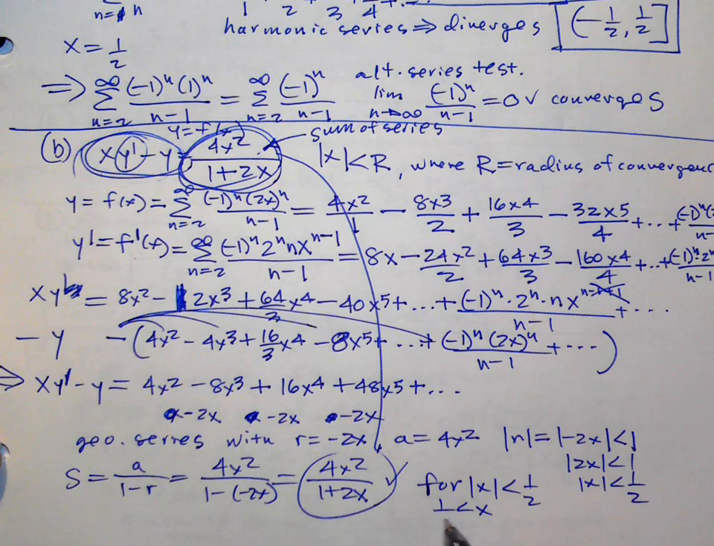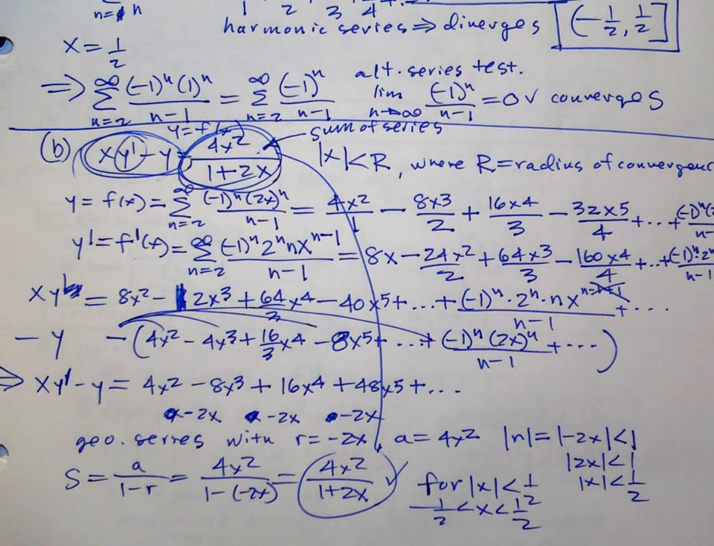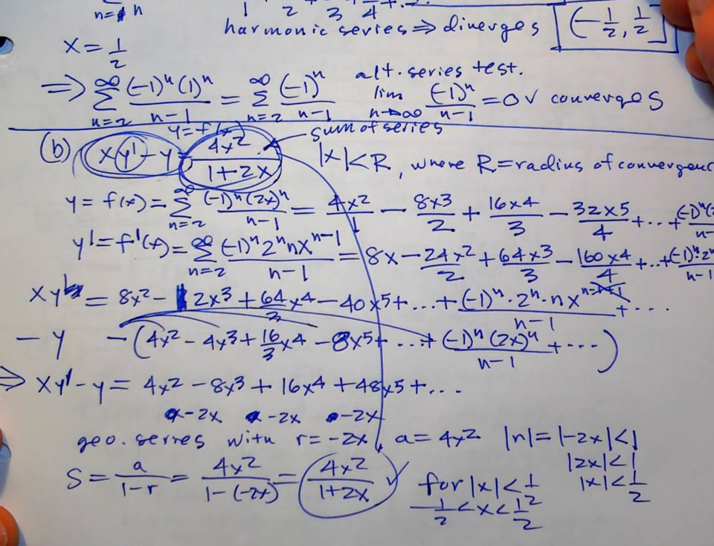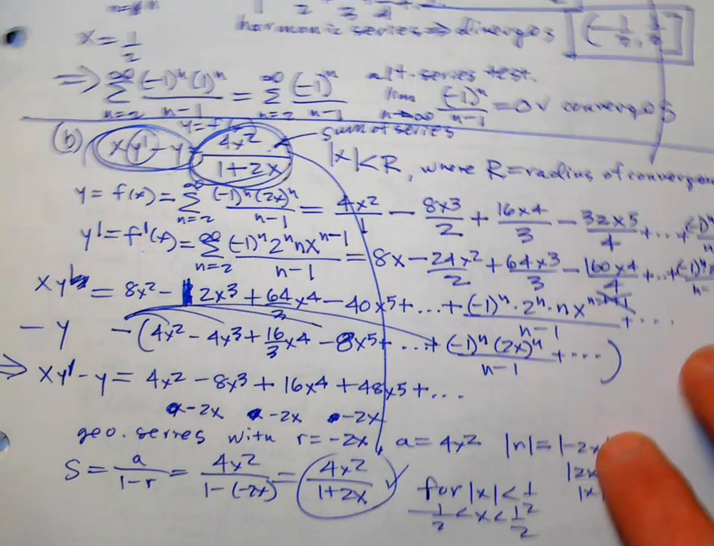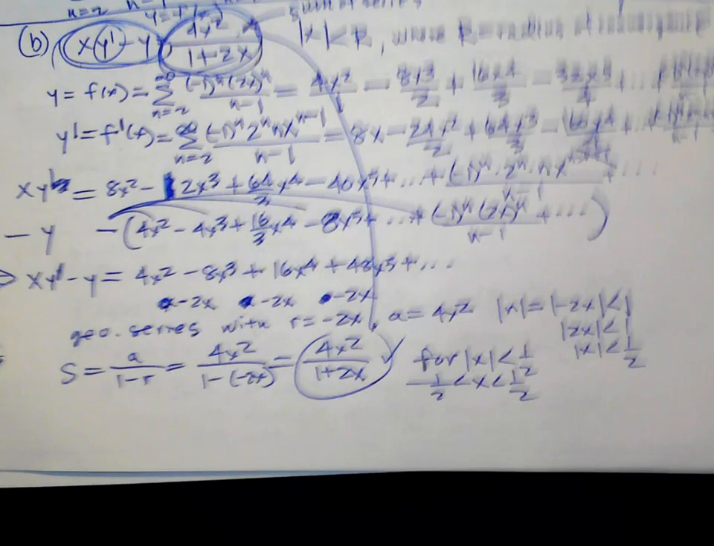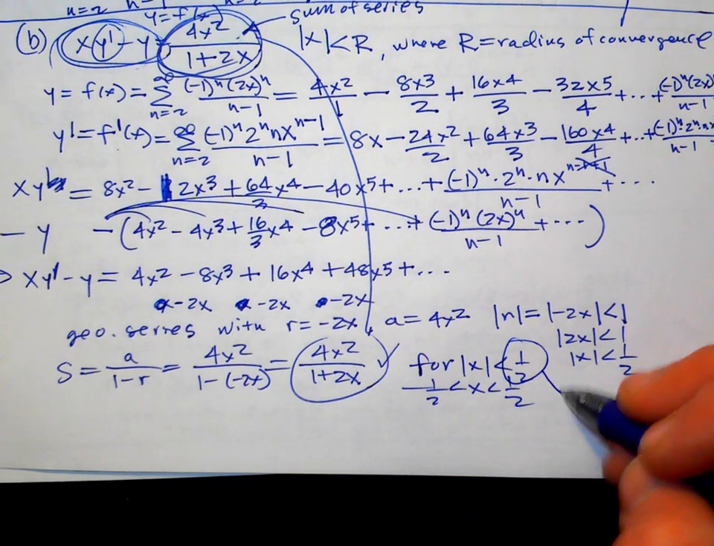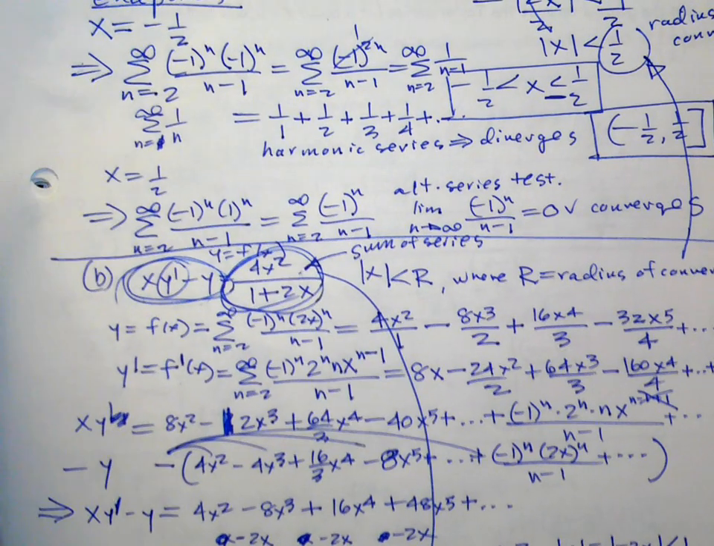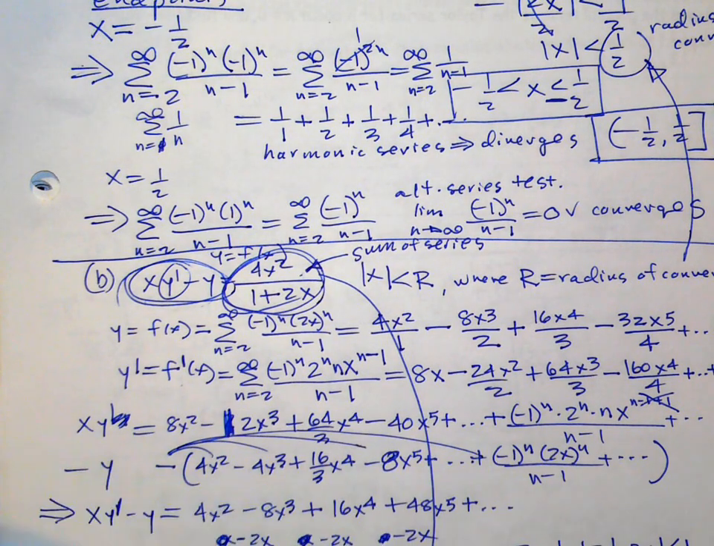Or we could say this. So there you go. It says where the absolute value of x is less than r, the radius of convergence. And what was the radius of convergence? Way up here, 1/2. And here it is, 1/2. So that was definitely challenging. All right, got one more.